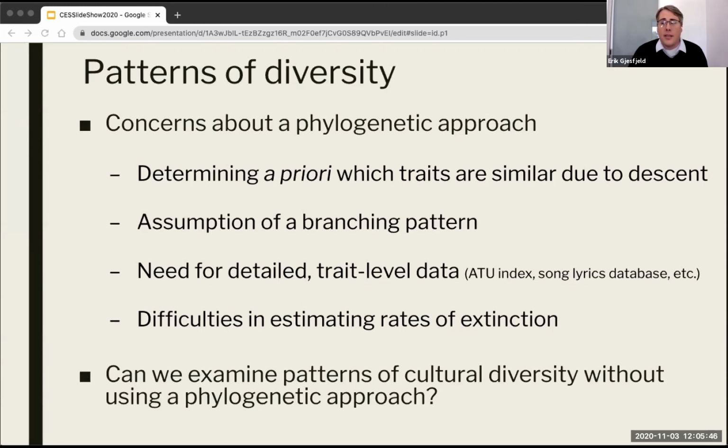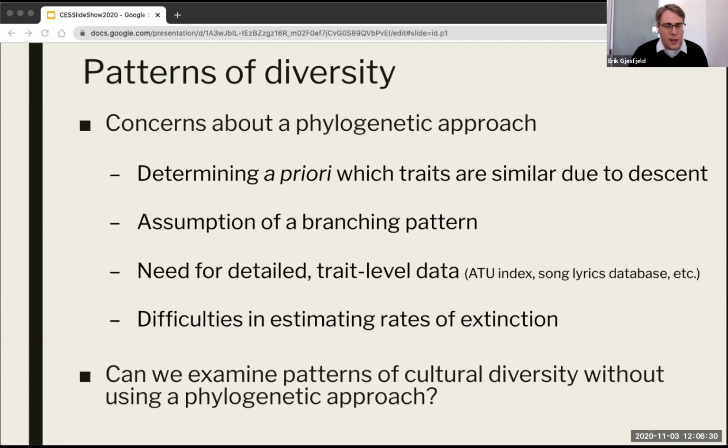Often they use the ATU index, which classifies folktales and gives information or classifies the characters that are used as well as the themes that are used. And I would argue that there are many aspects of public culture that do not have this level of detailed data. And to get that level of data would be very time consuming and difficult to collect. We also know that phylogenies have challenges in estimating rates of extinction. And this might be quite an important deficiency in that those periods of cultural loss where we're seeing diversity really decrease significantly, maybe some of the points in time that we're most interested in studying.